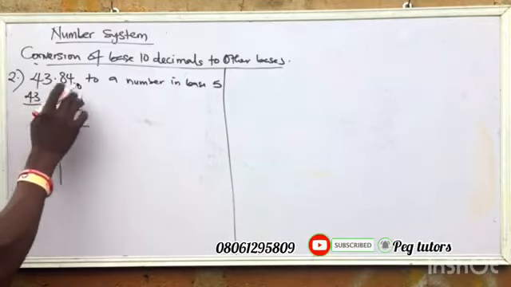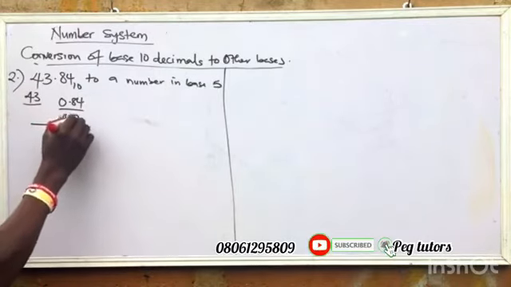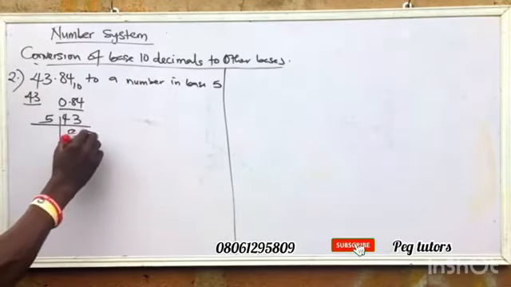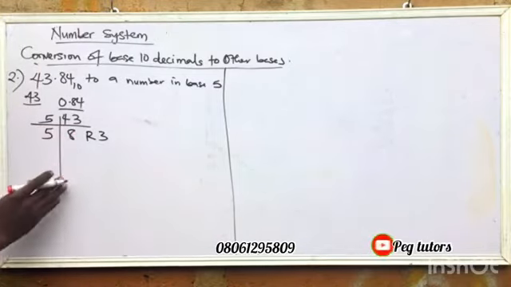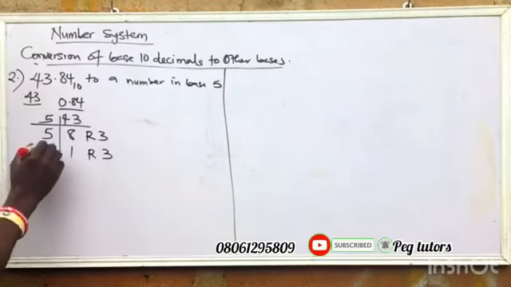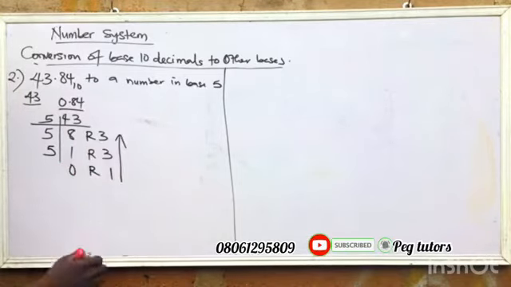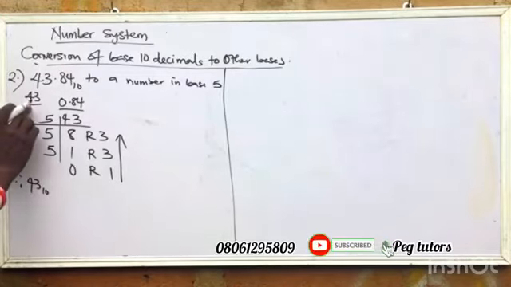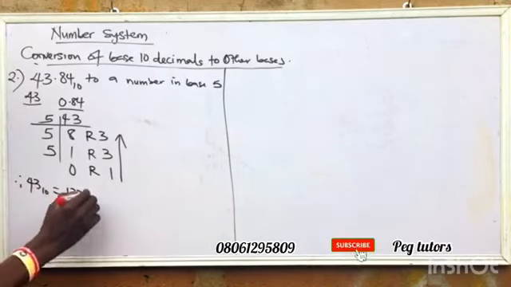Remember, we have to constantly divide 43 by the base we are working on, which is 5 now. 43 divided by 5 gives us 8 remainder 3. Now 5 into 8 gives us 1 remainder 3 again. Then 5 into 1 gives us 0 remainder 1. We take it upward, so we can say therefore 43 base 10, remember we are still concentrating on the whole number part, is equal to 133 base 5.